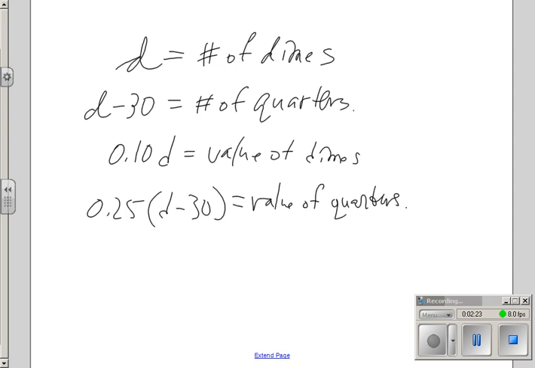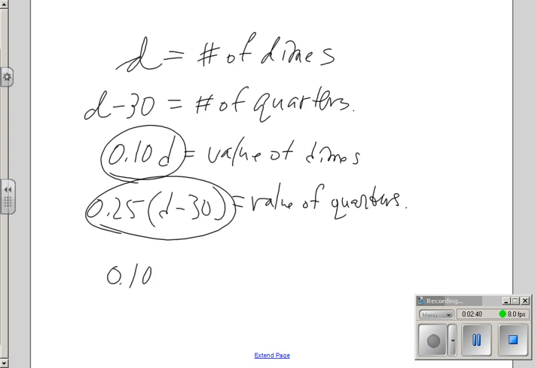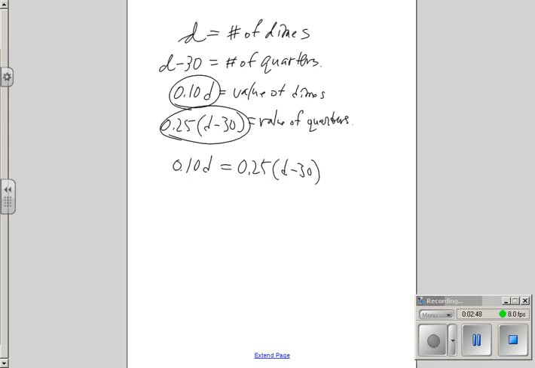So the equation, if we read it back again, says the value of dimes equals the value of quarters. Well, look here. I have a value of dimes algebraically, and I have the value of quarters algebraically. Since those two are equal, I can create an equation from those to figure out the value of D. So what I've done here is simply create an equation.